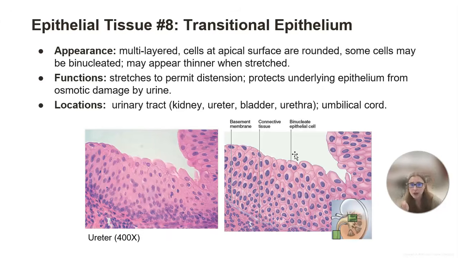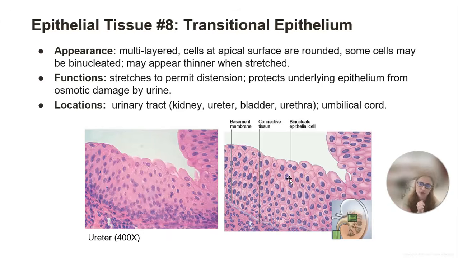So transitional epithelium, because it's designed to stretch to allow for that distension as more fluid passes through it, helps to protect underlying epithelium from osmotic damage by urine. Urine itself is going to contain things like ammonia, so it is going to be mildly abrasive to underlying tissues. So by having that many-layered appearance, the transitional epithelium is also protecting underlying epithelial tissues. Like I mentioned, this tissue, in adult organisms, is predominantly going to be found in our urinary tracts.